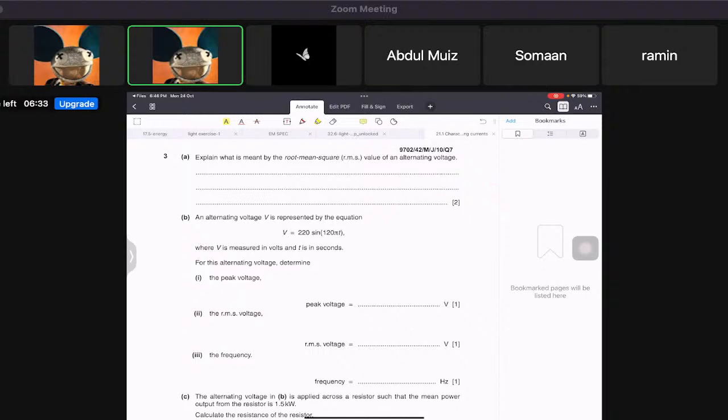So for the very first question, it says explain what is meant by the RMS value of an alternating voltage. Okay, anybody wants to tell me that? I'd love to hear your opinion about it. The ones who have actually been here from the start. Yes, Gatika, Suman.